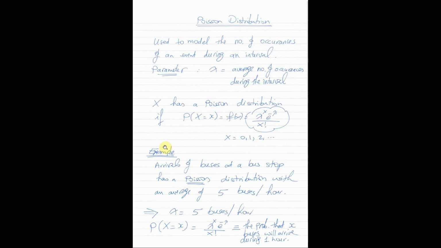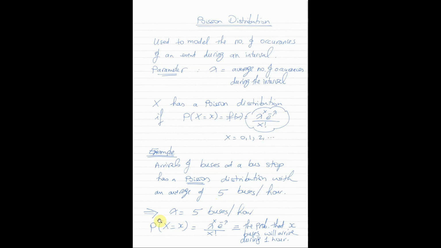Before we proceed, let's give you an example. This question says, arrivals of buses at a bus stop has a Poisson distribution with an average of 5 buses per hour. So we know that the number of bus arrivals follows a Poisson distribution with an average of 5 buses per hour. So what does this mean? It means that our lambda is equal to 5 buses per hour.